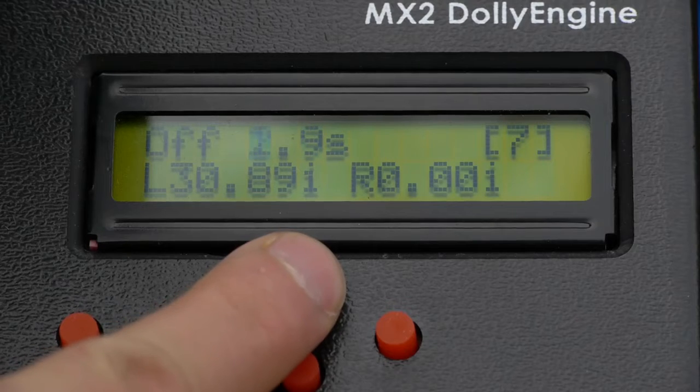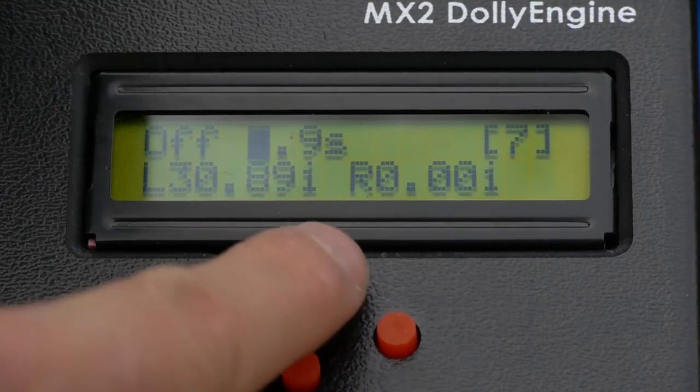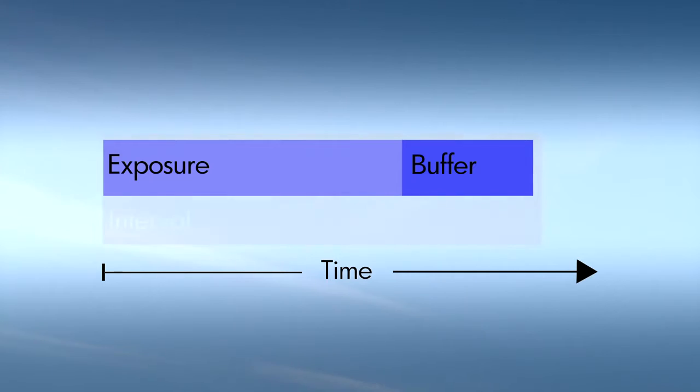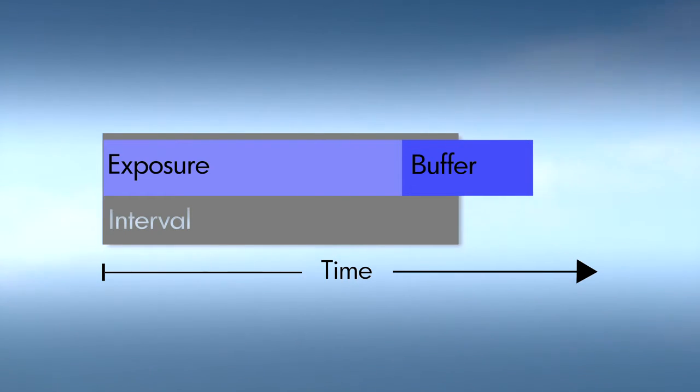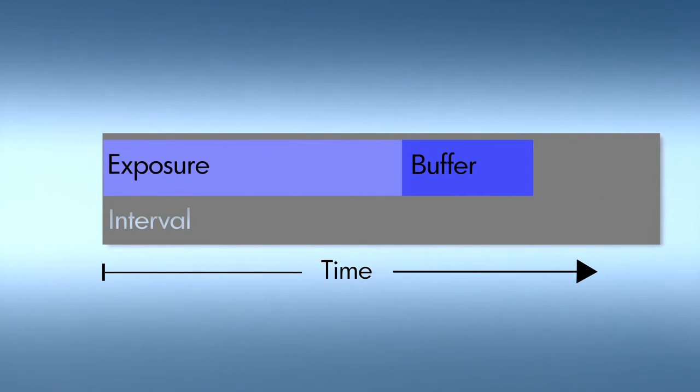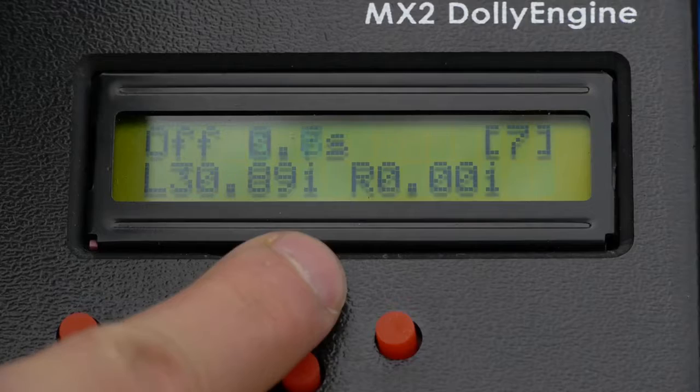When you choose your interval time on the MX2 or any standard intervalometer, the interval that you choose needs to be longer than this exposure and buffer time. If the interval time is shorter than this, you'll miss shots during the time lapse. So the first thing to keep in mind is to set your interval for longer than the exposure and buffer time. Now, in continuous mode, setting the interval is really simple.